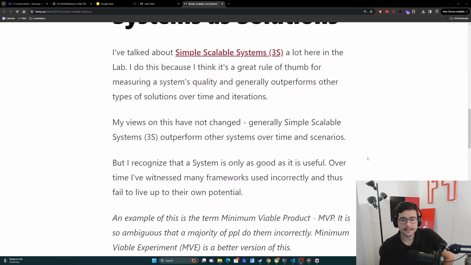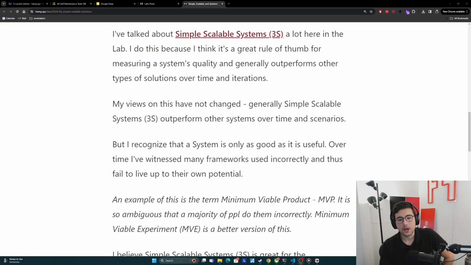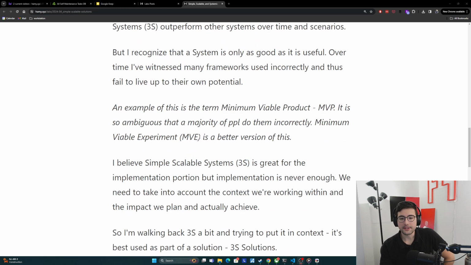But I recognize that a system is only as good as it is useful. Over time, I've witnessed many frameworks used incorrectly and thus fail to live up to their own potential. An example of this is the term minimum viable product, MVP. It is so ambiguous that a majority of people do them incorrectly. They try to build products, and the whole point of MVPs is to not build a full product before you test, and thus they actually end up doing the wrong thing by trying to do the right thing more often than not. Minimum viable experiments is a better version of this because it focuses on what you're actually trying to do: experiment with a thing before you waste your effort on building a full-fledged incorrect solution.